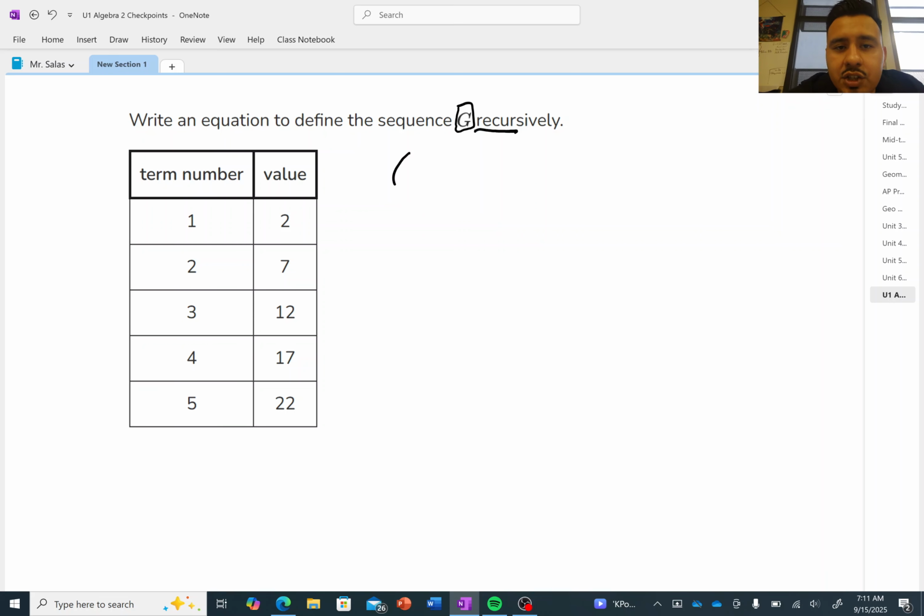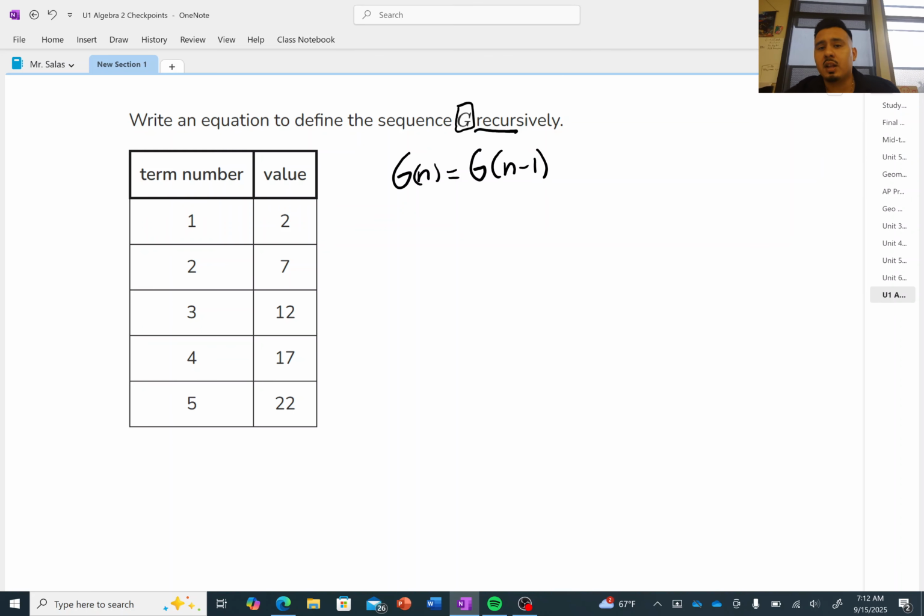So that means we have to say G of n equals, well, how do I say the previous sequence? Well, the previous sequence is said by G of n minus 1. Hopefully you have that part correct. If you have this set up correct when it says recursive, you're going to be doing just fine when it comes to the test, okay?